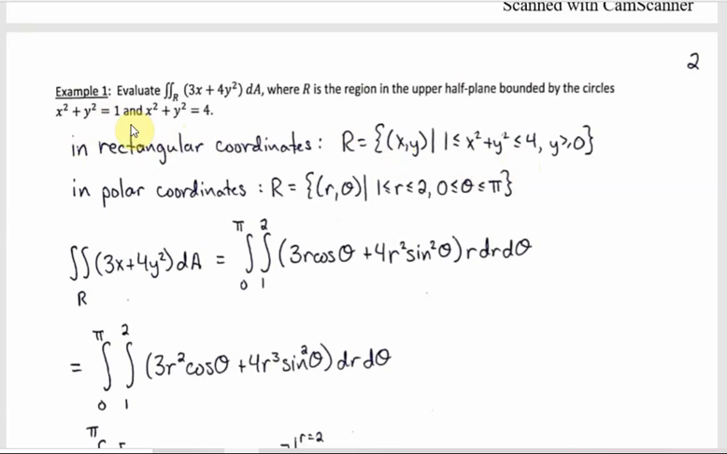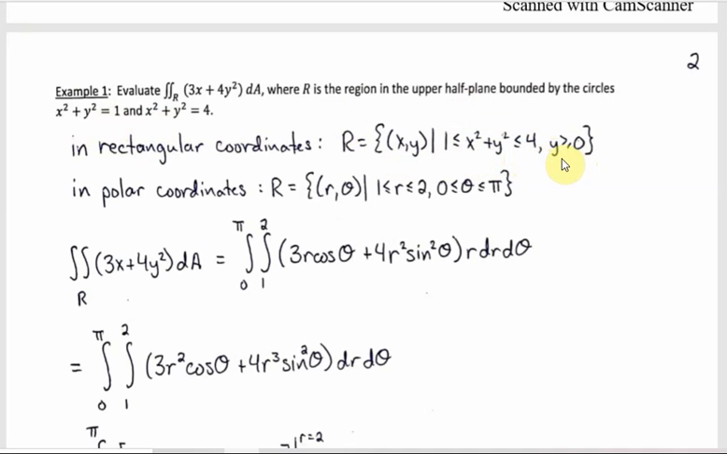That's basically what this is saying when you say it's in between those two circles. But then that's r. Well, r squared, sorry. You could get that r is between 1 and 2 from here, but r squared is between 1 and 4, therefore r is between 1 and 2. And then you have to have positive y, because it says upper half plane.